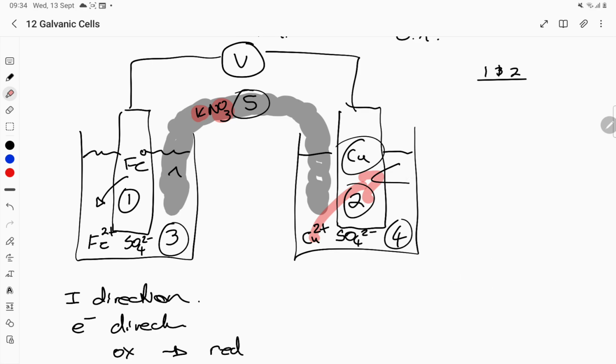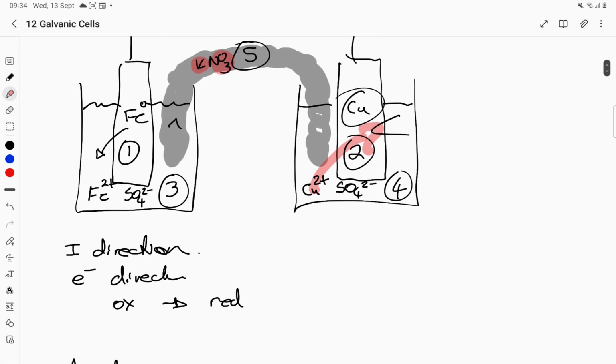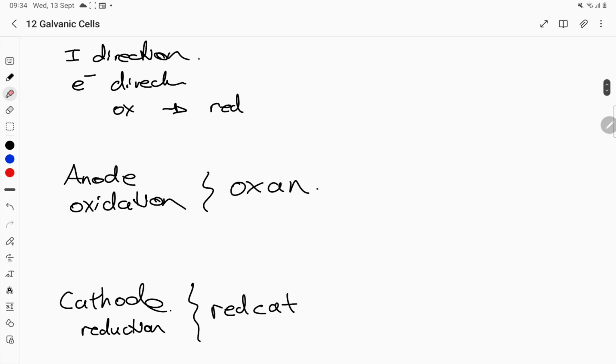I said it's a hypothetical case, but by chance, it actually happens like this as well. All right, so that's pretty simple so far.